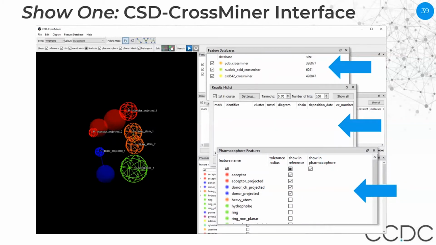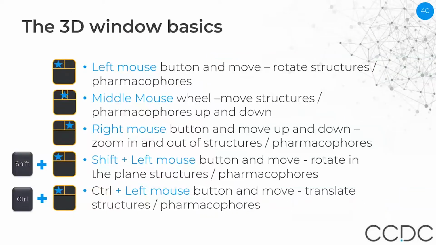The top one shows the feature databases. The one in the middle shows the results hit list, so all your results, as you saw in the video, will appear there. And at the top, you see the annotations for each column. And at the bottom, you can see the Pharmacophore features with the color code, and you click on each to expand and learn more.